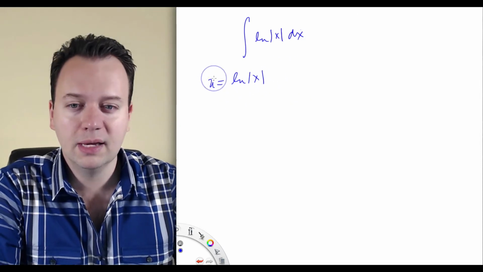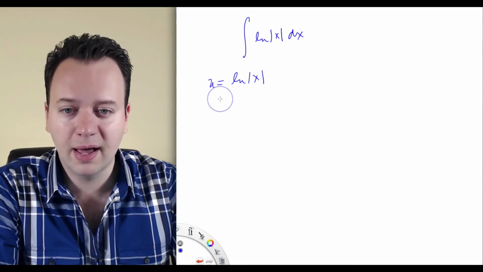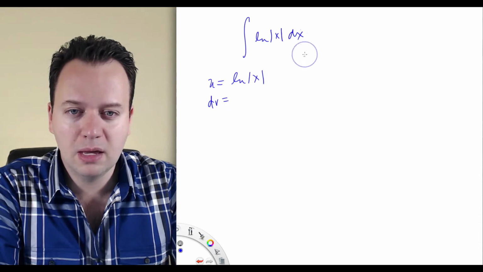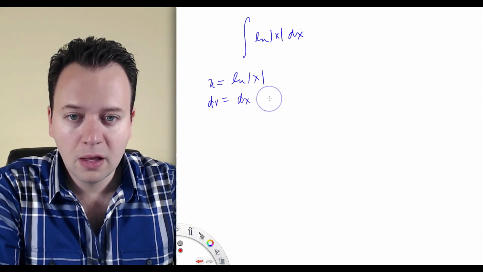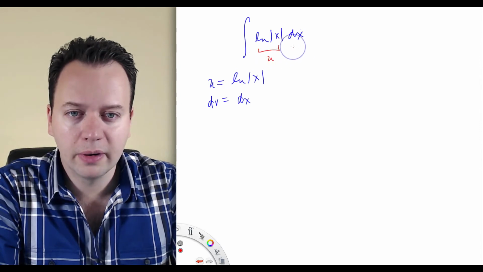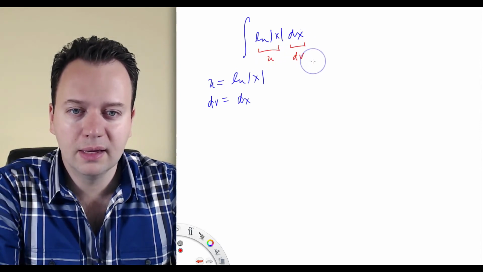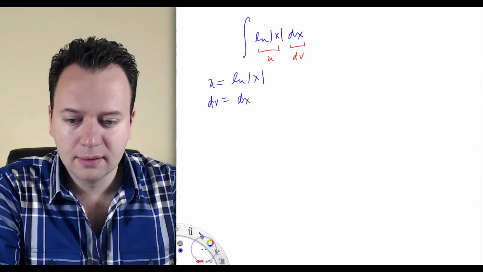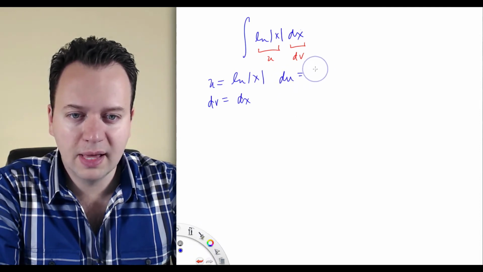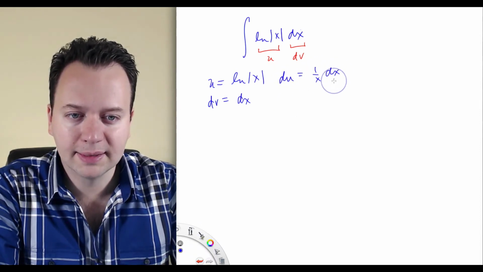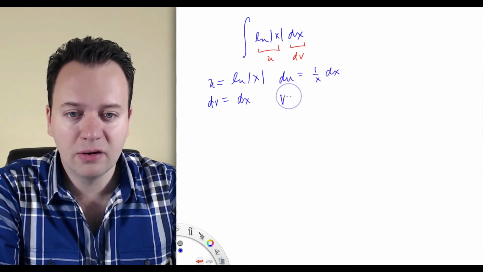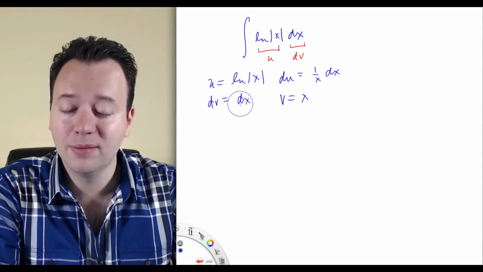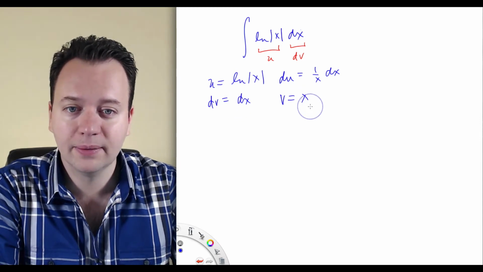So somebody was thinking, what if we set u is equal to ln of x? Well, what would the dv be? The dv has to be just the dx. So here u is right here, and then the dv is the dx. The du is then 1 over x dx, because the derivative of ln of x is 1 over x. And then v would equal x, because the integral of 1 is x.